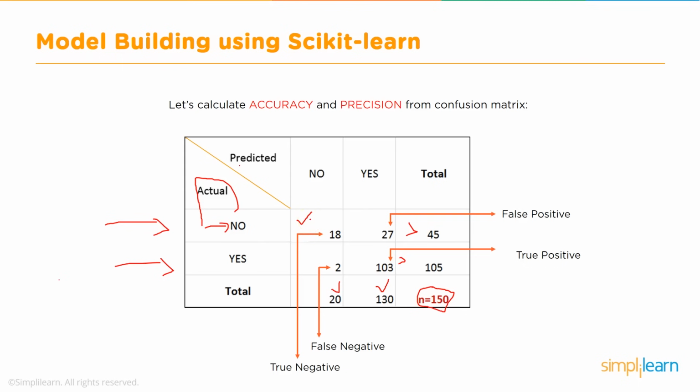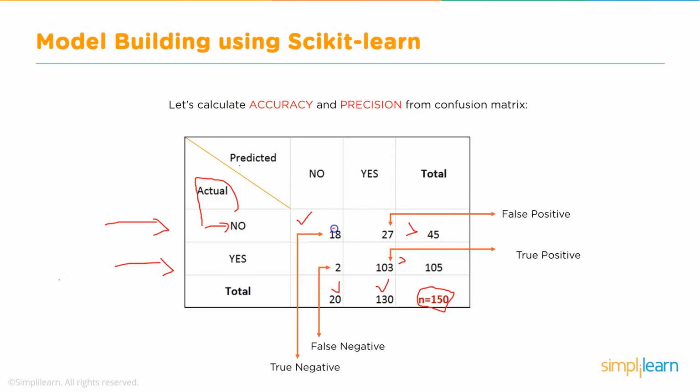Or true negative, sorry, right? Which means that our model has predicted it correctly. It is negative because it says no, and it has also predicted no, so it is known as true negative. Okay, now let's come to this side of it.